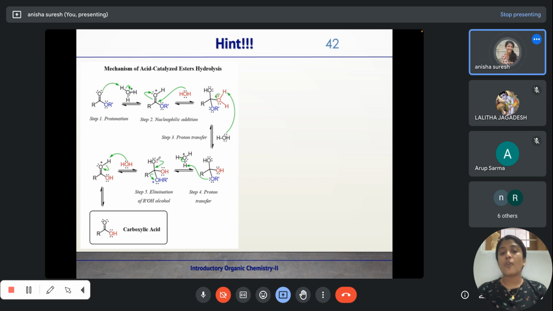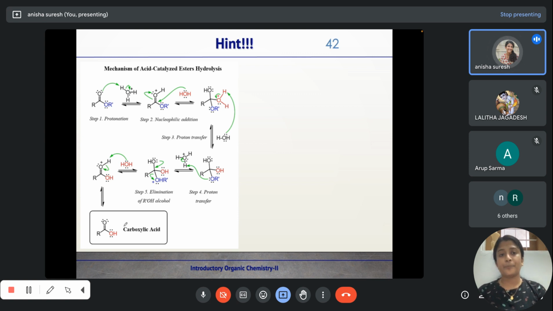Now what will happen when this oxygen lone pair falls? This OHR alcohol will be removed, and we will get this product with protonated oxygen. Then water will remove this proton. A deprotonation will take place, and we will get a carboxylic acid. But all this is reversible. You can see the reversible arrow. The carboxylic acid will convert back to ester as well.